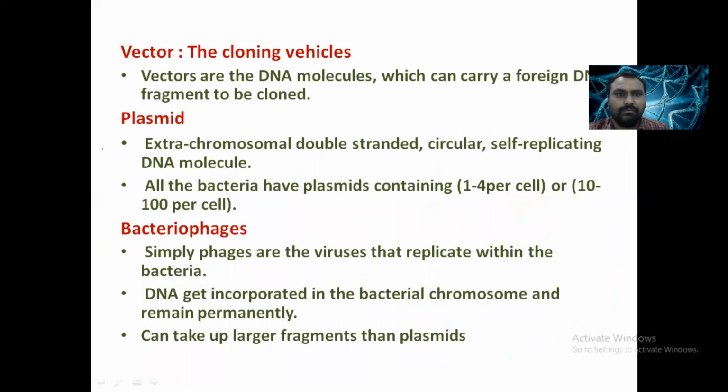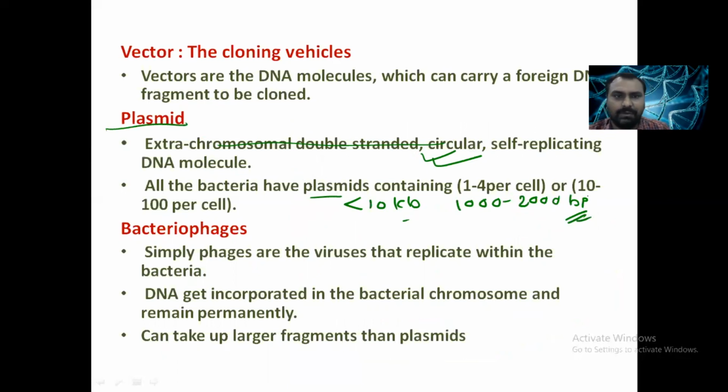Plasmids are extra-chromosomal double-stranded circular DNA molecules, and in a plasmid we can insert less than 10 kb, mainly about 1 to 2 kb. So 1000 to 2000 base pairs we can add in the plasmid.